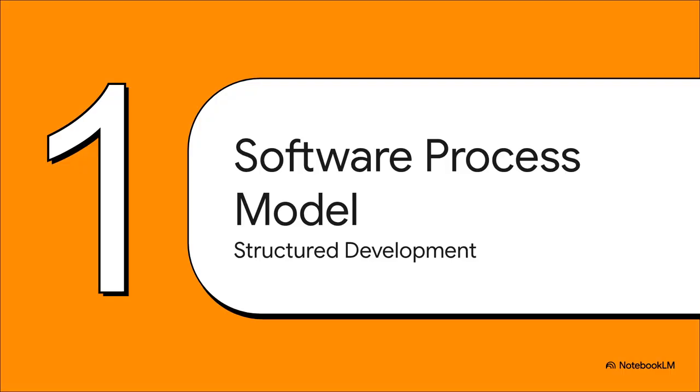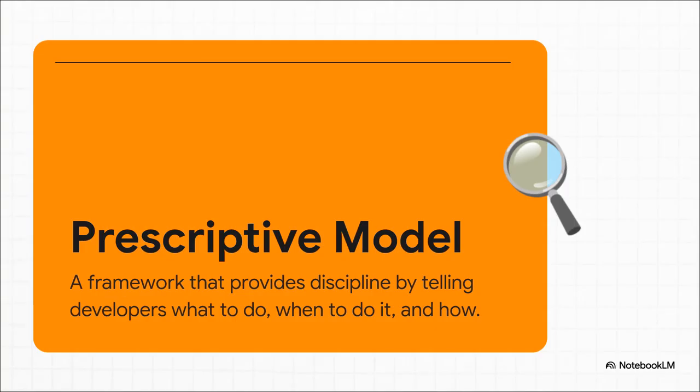Let's get to it. All right, Section 1, the software process model and the desperate need for structured development. To really appreciate the solution here, we first have to wrap our heads around the absolute chaos of unguided software creation. Imagine trying to build a complex app with zero map or blueprint. It'd be a mess, right?